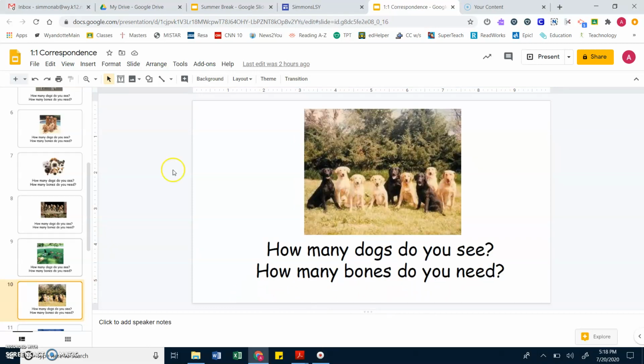How many dogs do you see? How many bones do you need? Let's count the dogs. How many dogs do we see? 1, 2, 3, 4, 5, 6, 7, 8, 9. I see 9 dogs. So if there are 9 dogs, how many bones do we need? 1, 2, 3, 4, 5, 6, 7, 8, 9. We will need 9 bones.